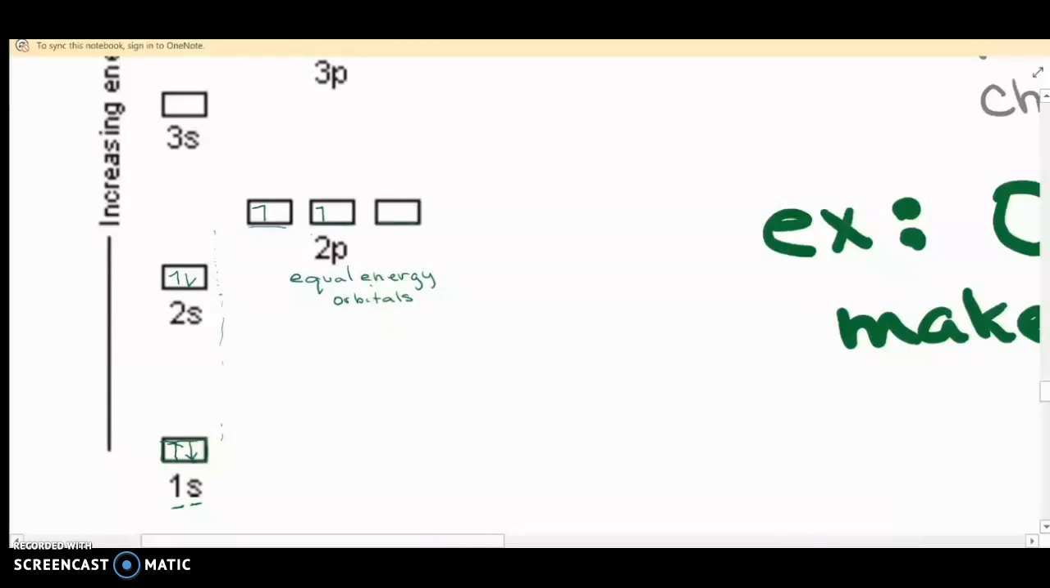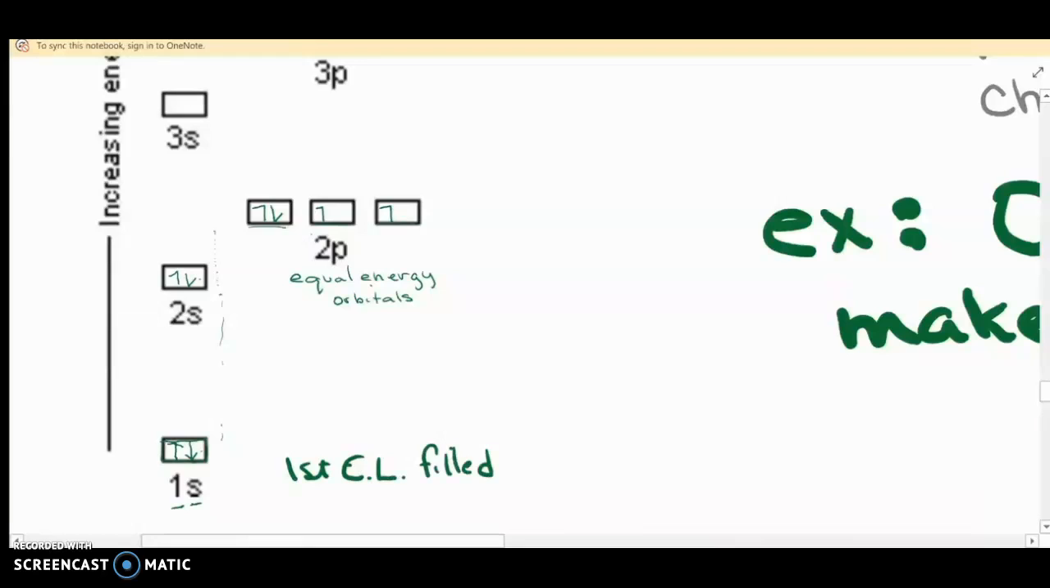So I have 2, 4, 6 of my 8 electrons in a position. Electron number 7 goes here. And now we're going to be forced to share orbitals. So I go back to my first orbital and place electron number 8. So I show 2, 4, 6, 7, 8 electrons. What's significant here is that this shows that we have the first energy level is filled.